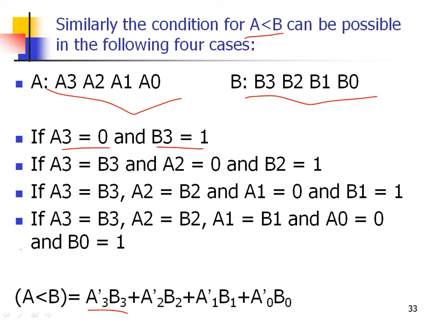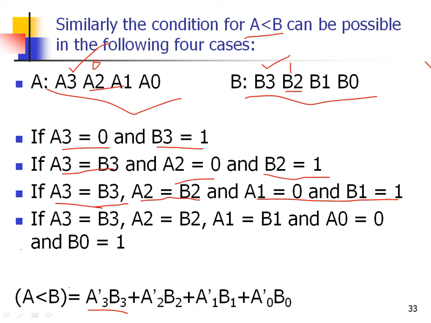Similarly, if A3 and B3 are equal, next we need to check whether A2 is less than B2. For A2 less than B2, this should be 0 and this should be 1. That is what is given here. A3 equal to B3, and if A2 is equal to 0 and B2 is equal to 1, the condition is A less than B. Then if A3 equal to B3 and A2 equal to B2, and if A1 is equal to 0 and B1 equal to 1, the condition is A less than B.